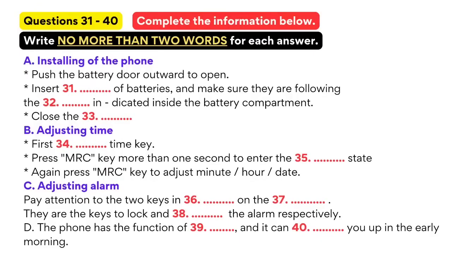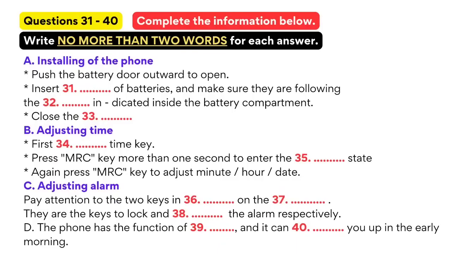Now, let's come to the second step, adjusting time. Press time key first, then press MRC key more than 1 second to enter the time adjusting state. Have you seen the second digit flashing now? Yes, it is flashing now. So let's go on. Press MRC key again to adjust minute, hour, date. Have you finished? Yes, all the digits have been flashing successively.